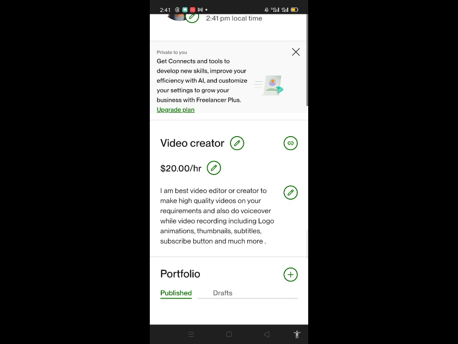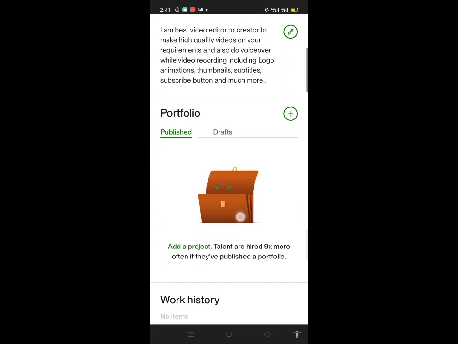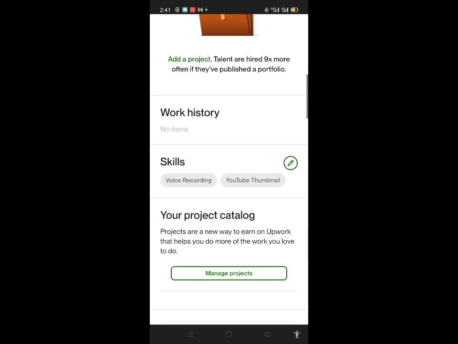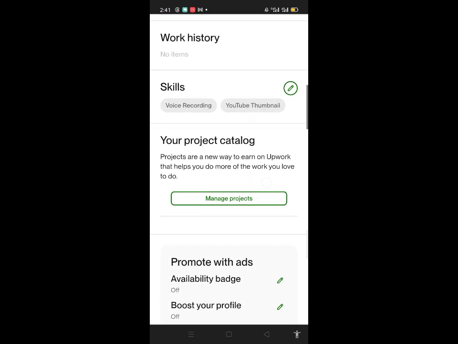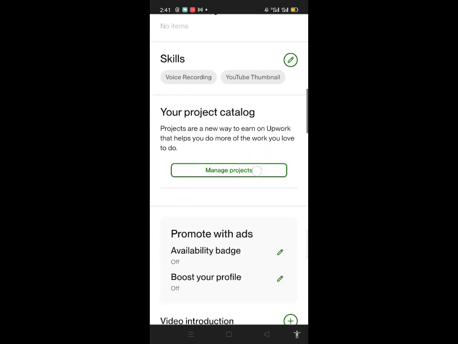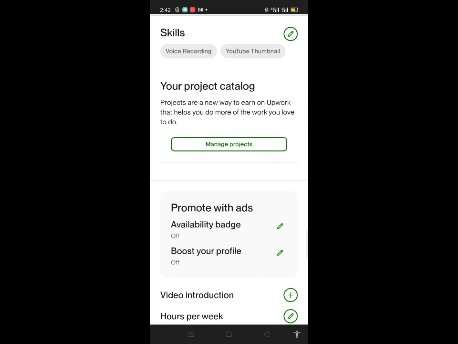portfolio and you can add the per hour price and you can add your portfolio and which services you will have to provide to clients and work history. Add, and you can add skills, your project catalog. You can manage the project catalog and promote with ads, availability badge, boost your profile with ads.